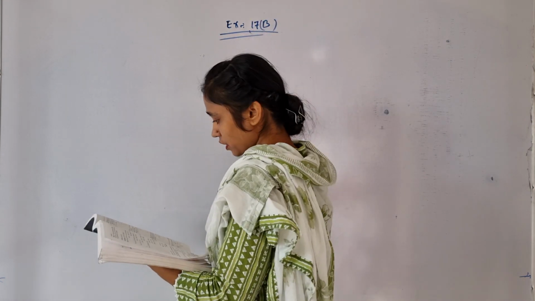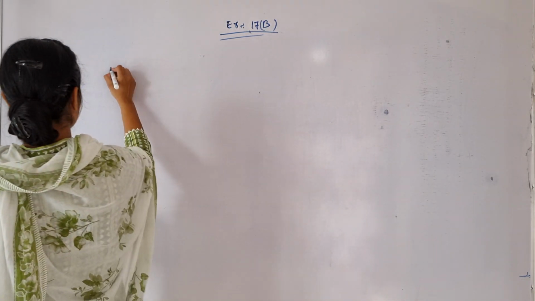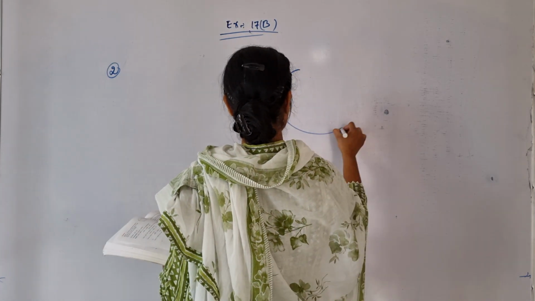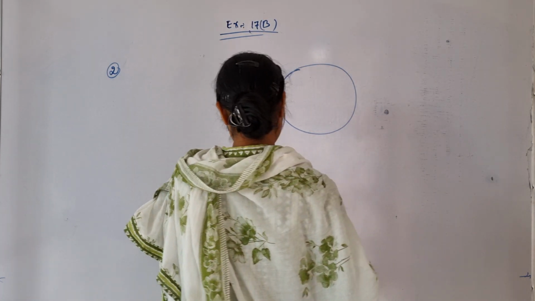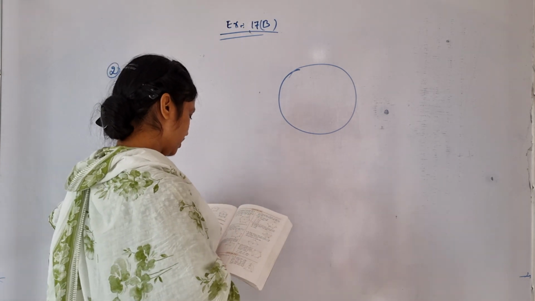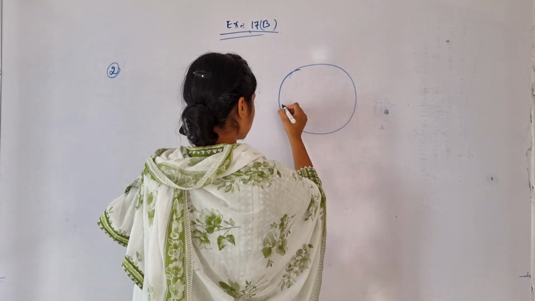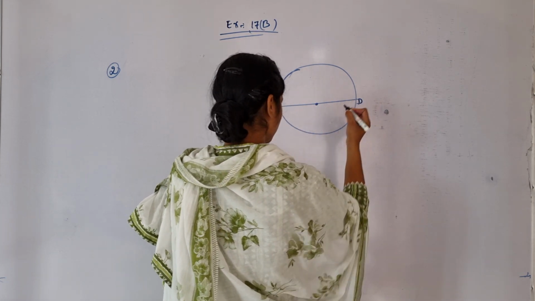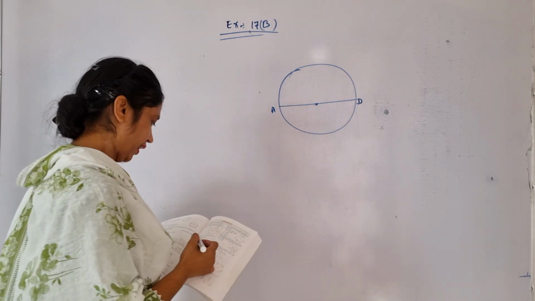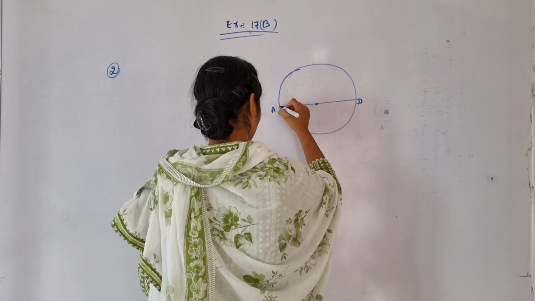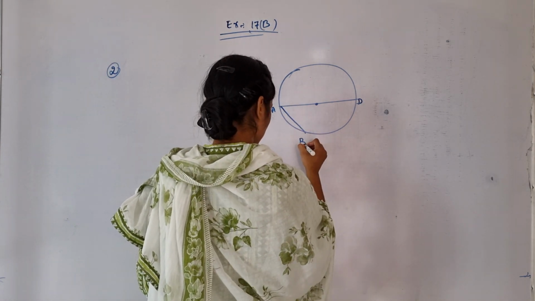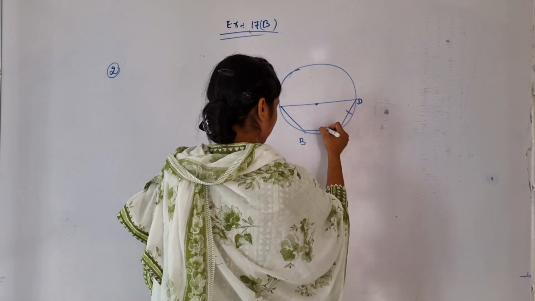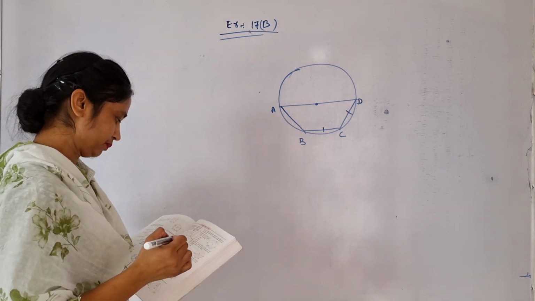Okay, 17B. So I'm going to start with the second sum. Okay, so this is a circle. They have given that AD is a diameter of the circle, and these three chords are given to be equal: AB, BC, and CD.